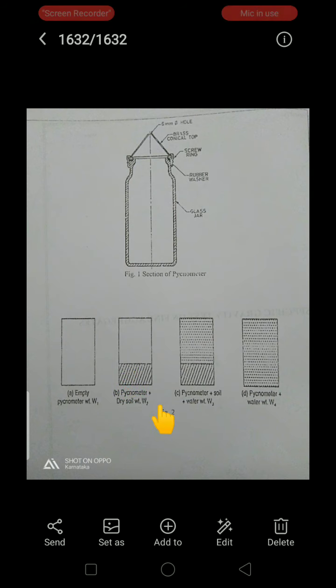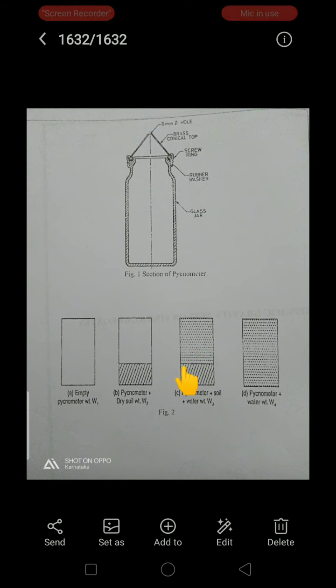The next step is that in this conical pycnometer we are going to add water. The water should be filled up to this mark. Then we have to weigh that pycnometer. The third weight represents the pycnometer plus soil plus water. That will be W3.